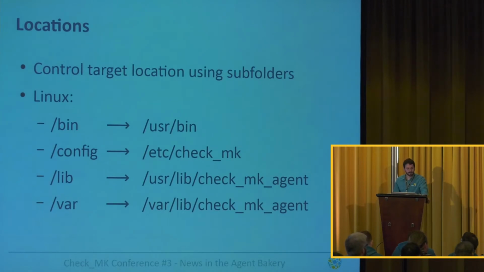So where does it end up on the target system? It's defined in the packages of custom files. There are 4 subfolders, and on Linux it is like this. Bin goes to user bin, config goes to etc checkmk config, or whatever the configuration of the Windows agent is. Lib and var work accordingly. So it's all very agent-based, which of course makes sense.